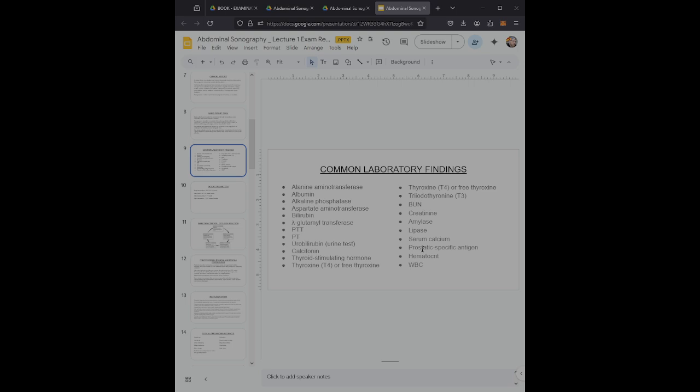Prostatic specific antigen. And so this is measuring prostate abnormalities. So I'll just add to this, prostatic specific antigen has been demonstrated to be far superior to rectal examinations, and in particular transrectal prostatic ultrasonography, in detecting early prostate cancer.